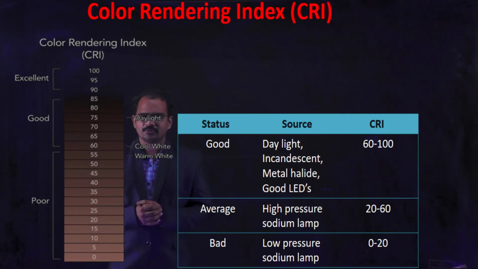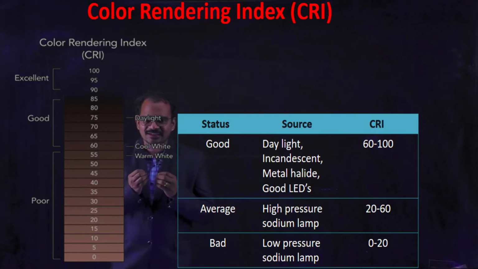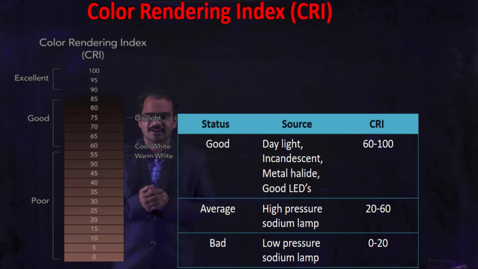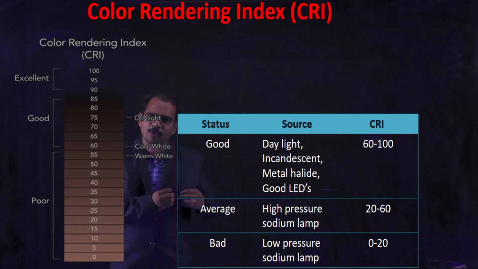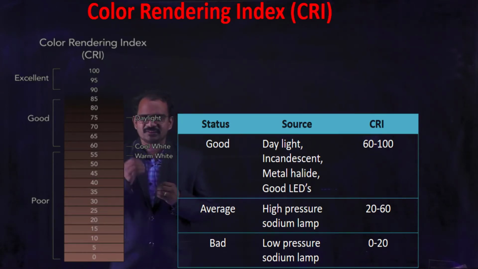Now you can see from the top, daylight, incandescent light, metal halide and some good LEDs have a better color rendering index in between 60 to 100, and that's why you term them as excellent or good. On the other hand, if I take a high pressure sodium vapor lamp, the color rendering index under this lamp is not that fruitful. So it is not exactly reproducing the actual colors of the object, and that's why it is termed as average. It has a color rendering index in between 20 to 60.